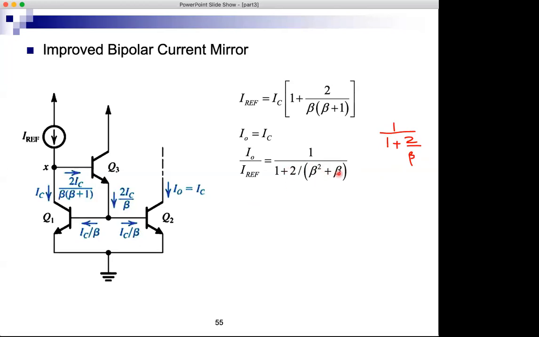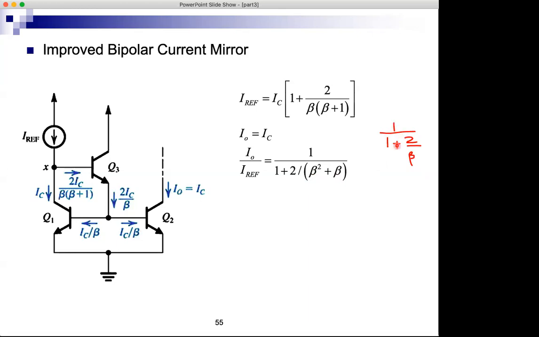Is this an improvement over this? So on the previous slide, we said that if I want to improve things, I want to reduce the dependence on beta. Is the dependence on beta in this case reduced compared to this? Well, I have a beta squared here. But if you look carefully, the beta squared is replacing the beta. And what do we know about beta? We know that it's large. So beta squared is very large.